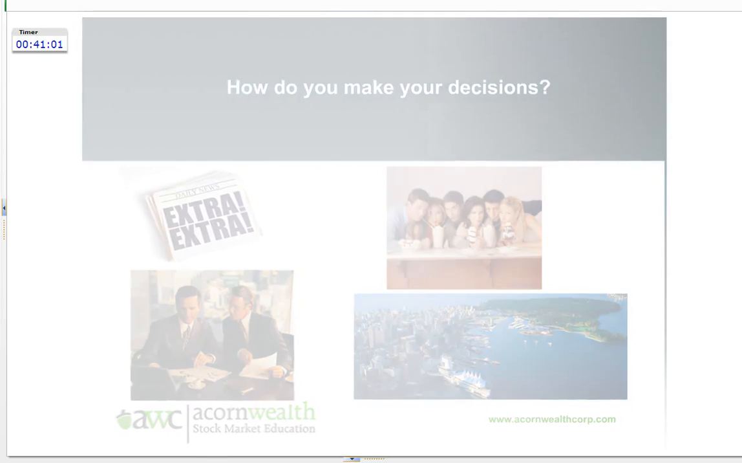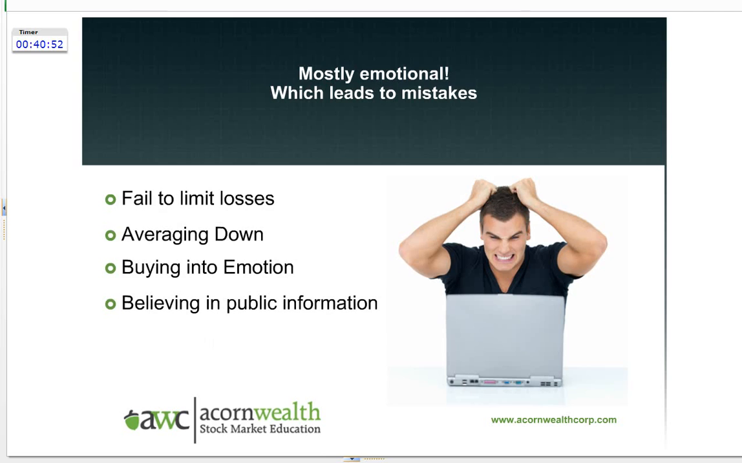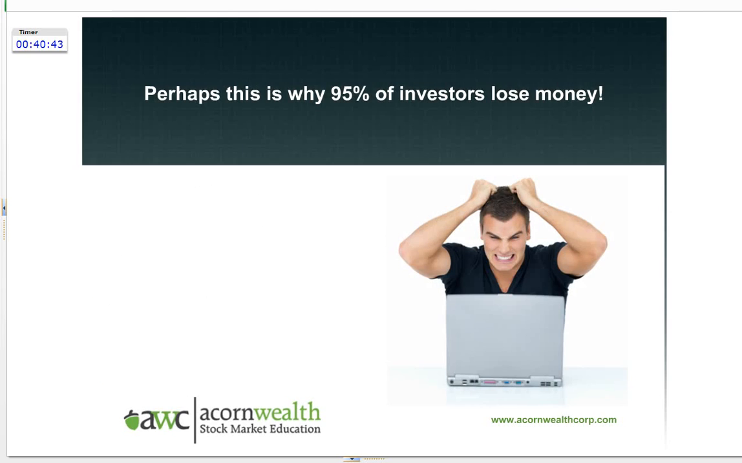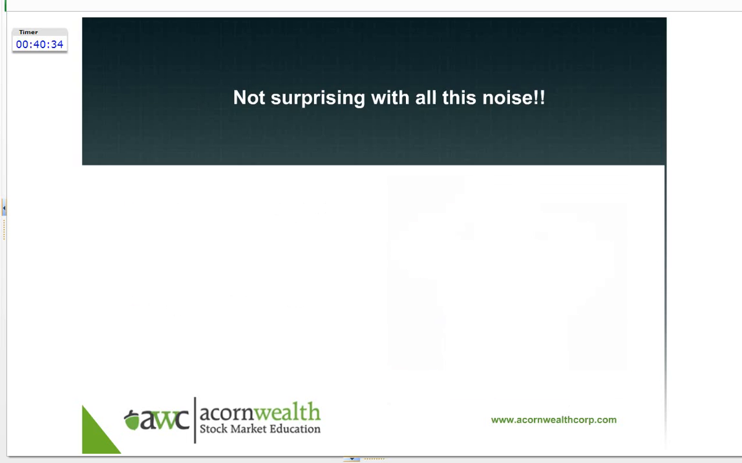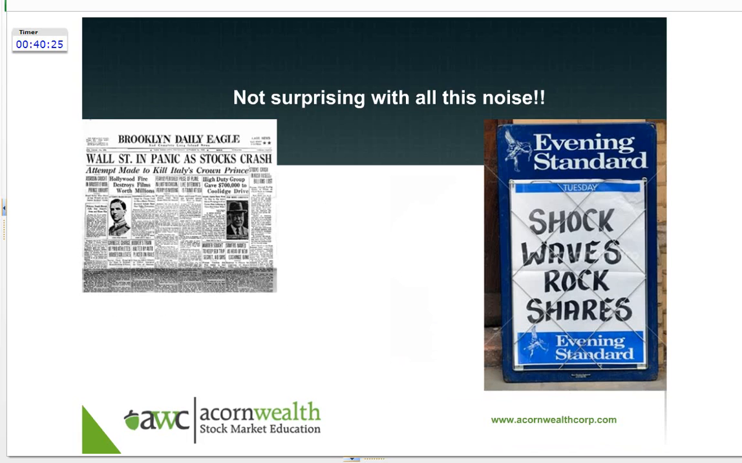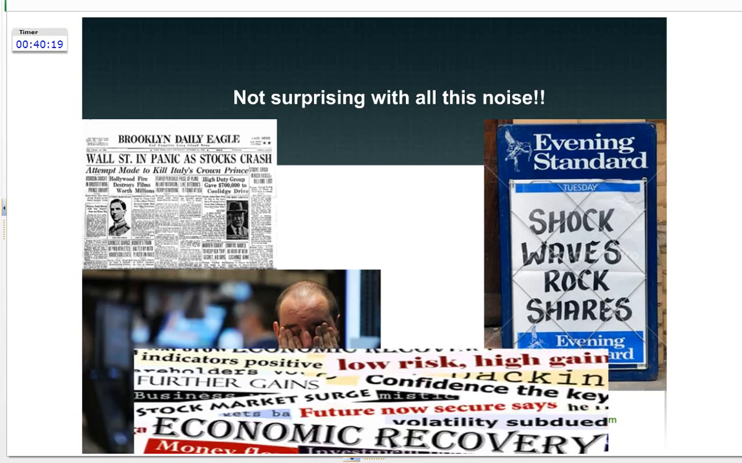And the problem with these decision-making processes is why people end up losing, because they make emotional decisions. So they fail to limit losses, they average down, they buy into emotion, and essentially what that all boils down to is investing emotionally and lacking a strategy. And it's not surprising that that is the case when everything around you is designed to mess you up. Everything is designed to create emotion and scare you out of your position or excite you into buying.